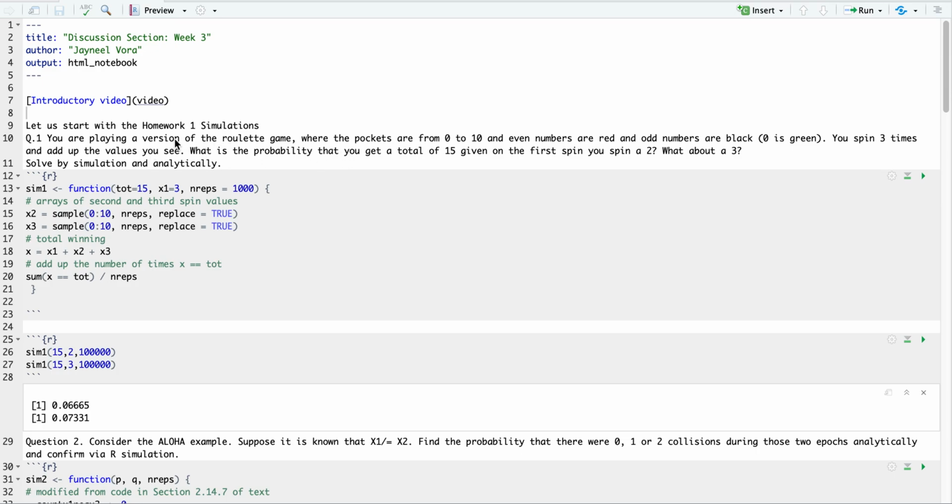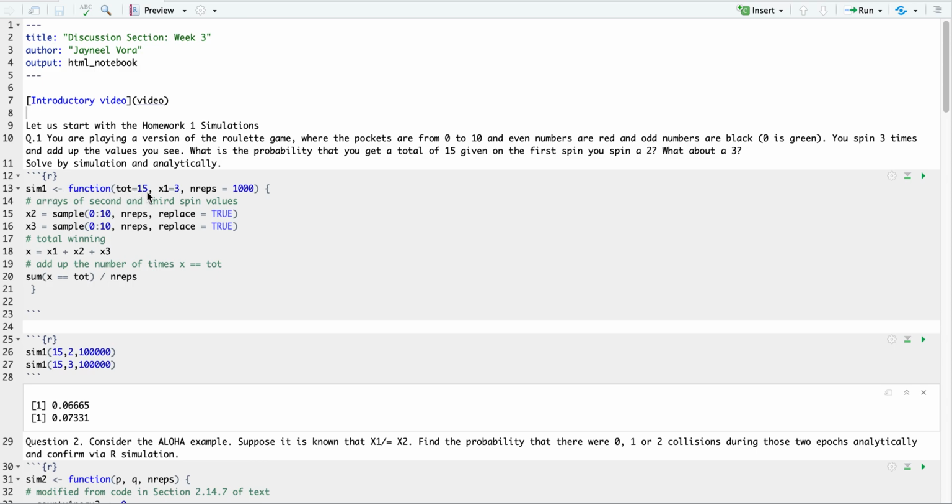The first question was, you had a roulette game, you got values from 0 to 10, and you spun it 3 times and you added the values you saw, and you wanted to find the probability that you get a value of 15, given that on the first spin you had a value of 2 or a value of 3. Alright, so let's run the simulation.